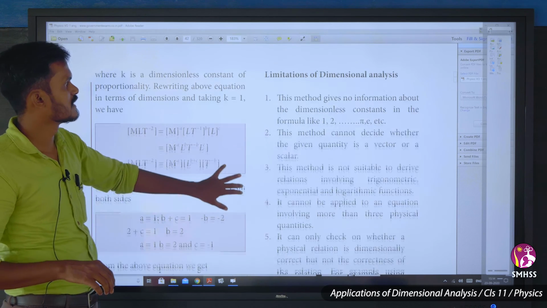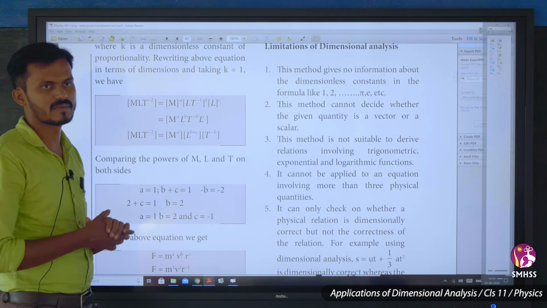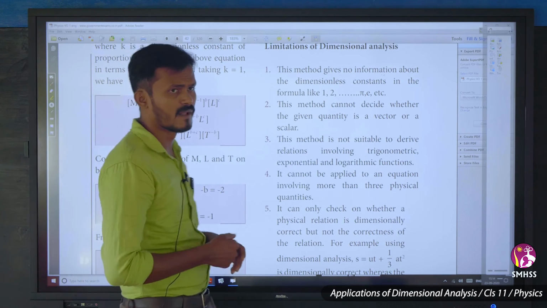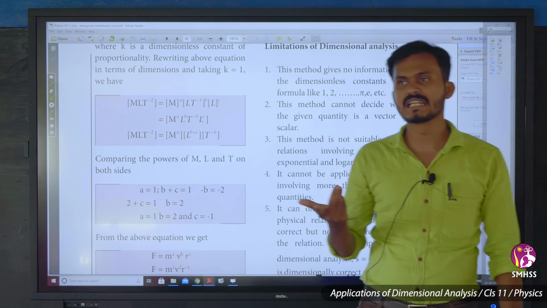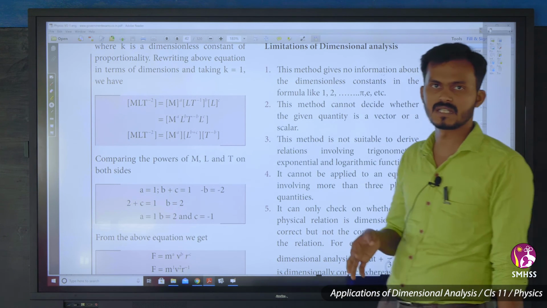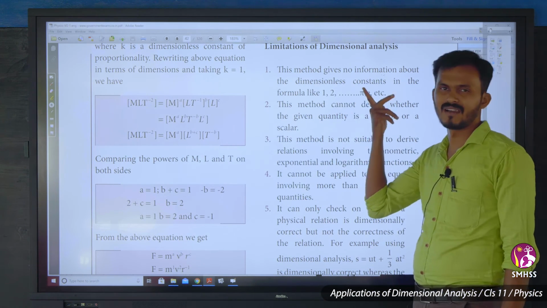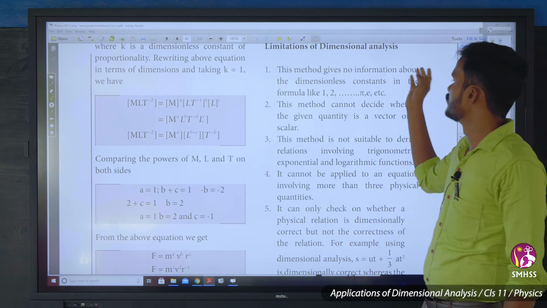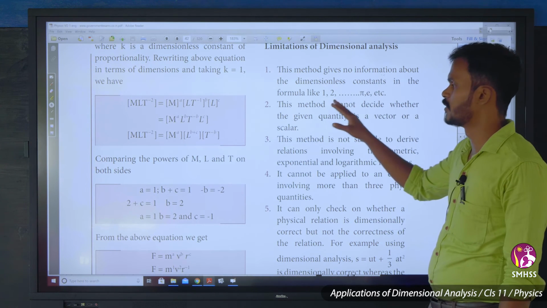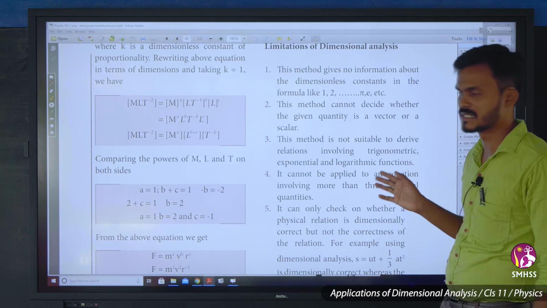Our last one was limitations of dimension analysis. What are the limitations? What are the disadvantages of dimensions? We have already seen dimensionless constants. The numbers won't have dimensions, like pi. We get no information about the dimensionless constants in a formula, like 1, 2. So, that is a disadvantage.